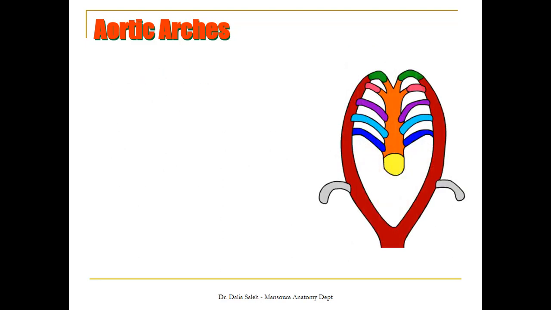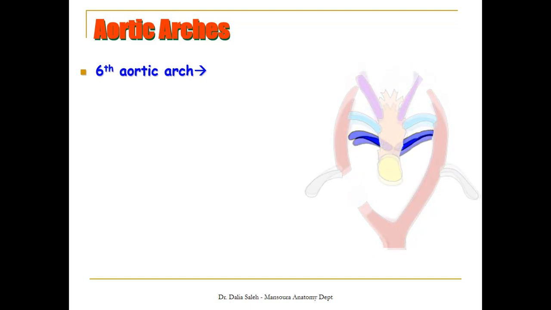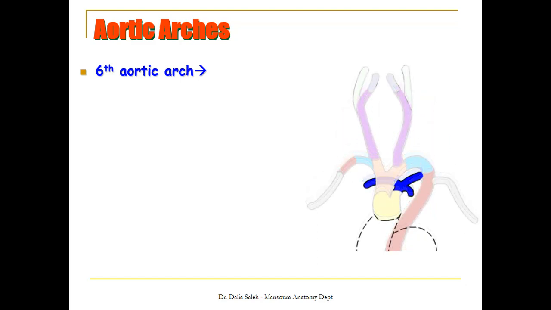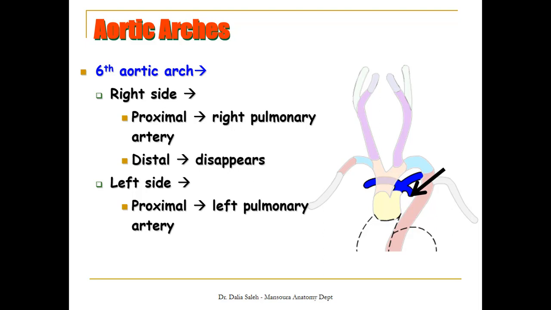Remember that the fifth aortic arch doesn't develop, so let's see how the sixth arch develops after remodeling. It is the dark blue one here, focus on it. So the sixth aortic arch, on the right side, will give us the right pulmonary artery, while its distal part disappears. On the left side, its proximal part will give us the left pulmonary artery, while its distal part persists as the ductus arteriosus that communicates the left pulmonary artery to the arch of the aorta.